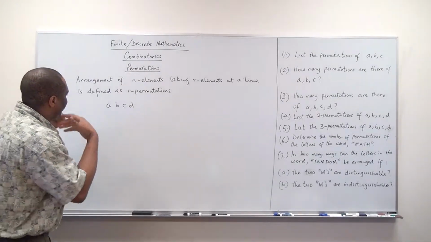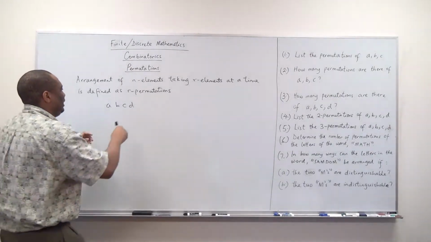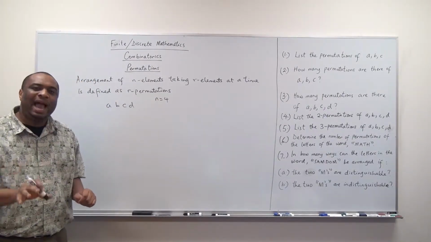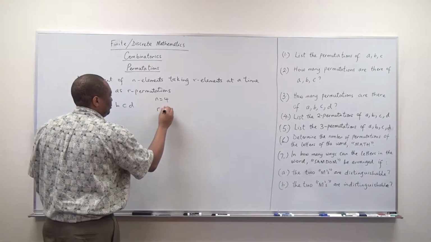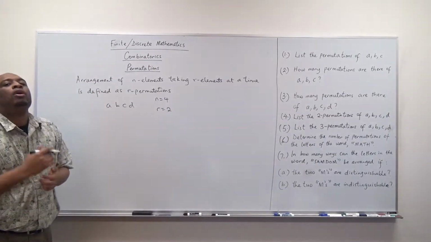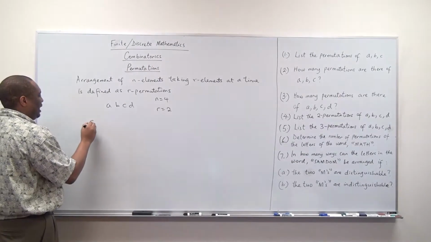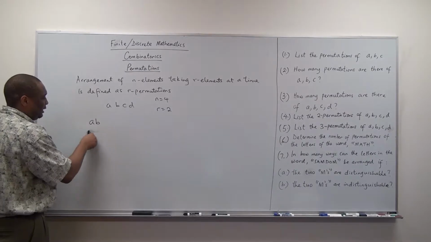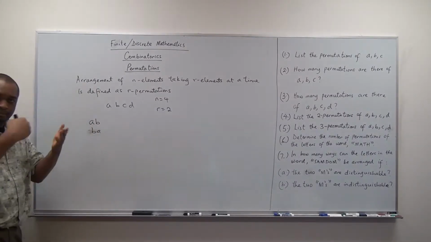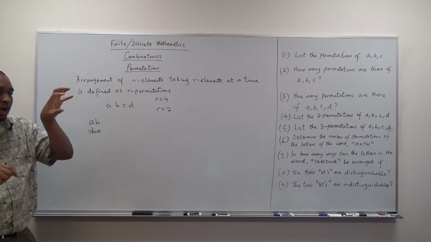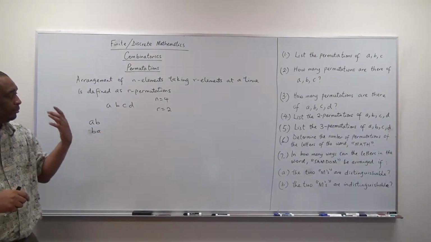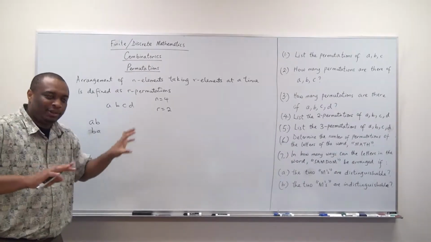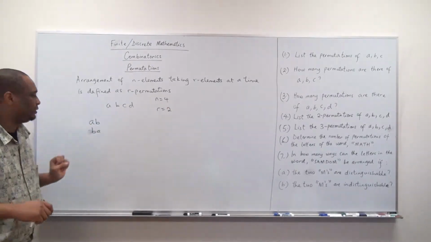That means we have 4. N is 4. But we want to take 2 at a time. We want to arrange 2 elements at a time. R is 2. So, we can have AB, and we can have BA. Remember, order is necessary in permutation. When we go to combinations, it's going to be a different ball game. But I want you to understand permutations first.